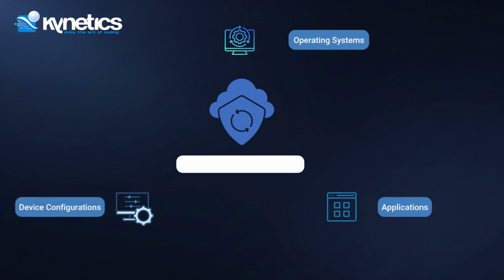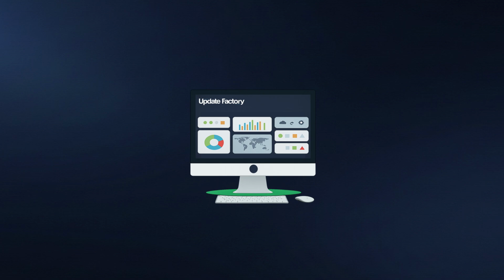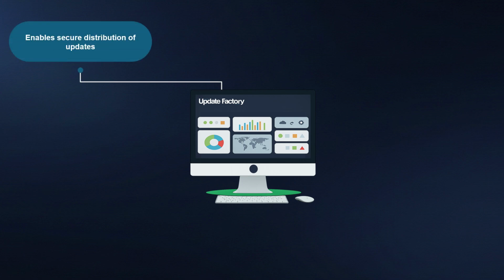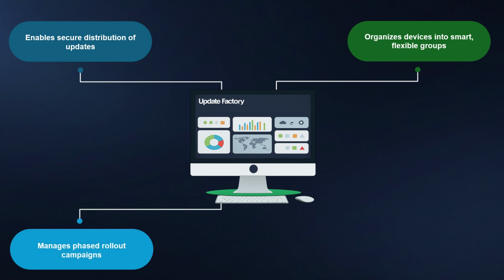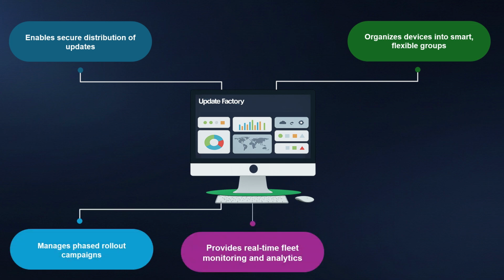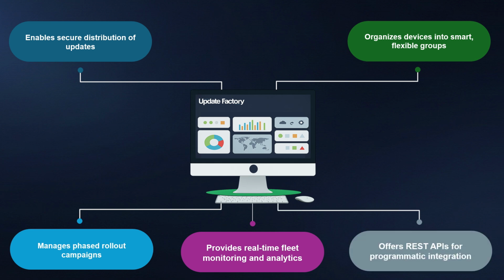To deliver these capabilities, Kynetics provides Update Factory, which includes a powerful management dashboard for over-the-air updates. It enables secure distribution of updates, organizes devices into smart groups, manages phased rollout campaigns, and delivers real-time fleet monitoring through comprehensive analytics. And beyond the dashboard, it also provides REST APIs for those who want programmatic integration.